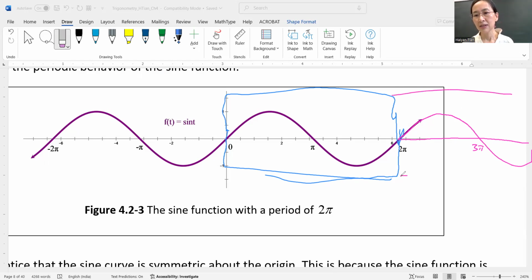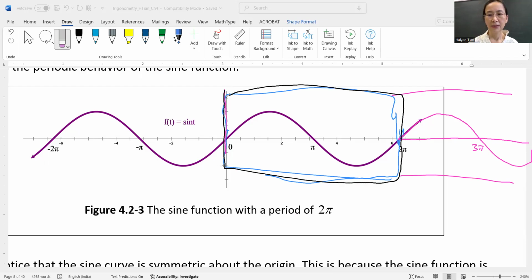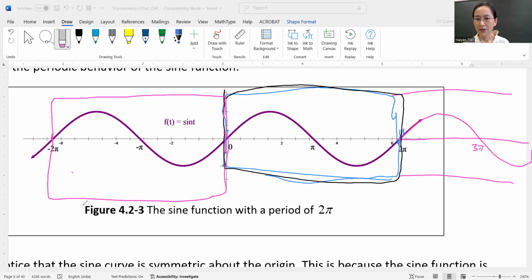So actually, we can extend this window I just framed. So this is one period, and this picture will repeat if we look at the interval from negative 2 pi to 0. So that's another interval. So here is from negative 2 pi to 0. So we see the sine curve is defined for all real numbers t. Can be negative, can be positive, so all real numbers.